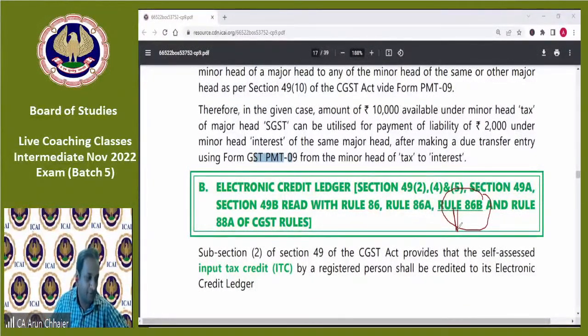There are some exceptions. The proviso also has certain exceptions, where this limit is not applicable: income tax paid of 2 years, 1% accumulated, or he has taken the refund. Everything we have discussed in the ITC chapter. I am again saying, all the provisions, 86A, 86B, 88, we have discussed in detail in the ITC chapter.